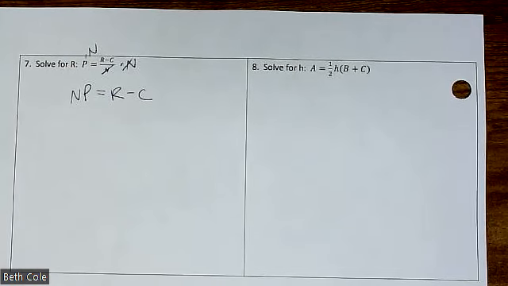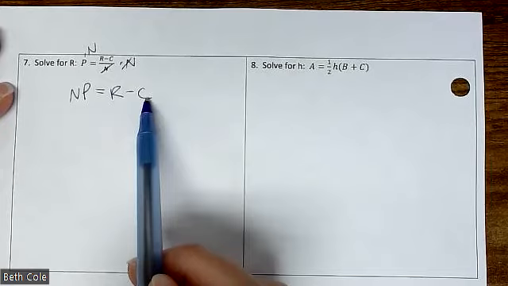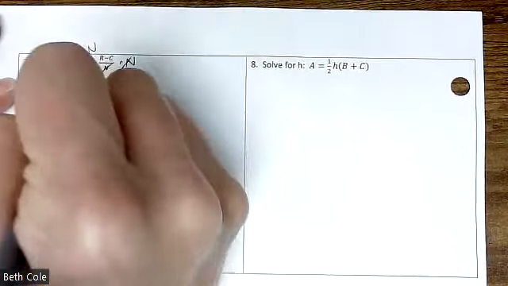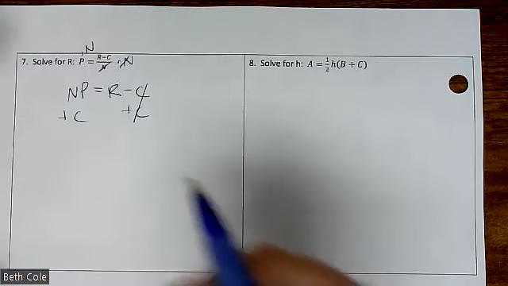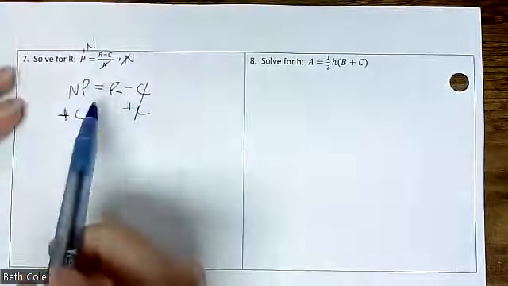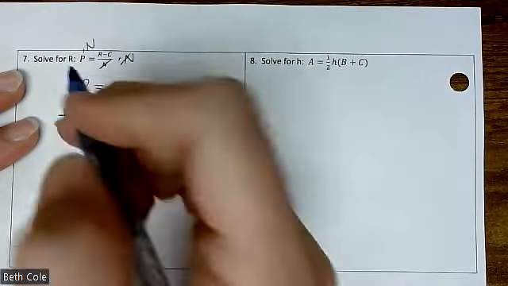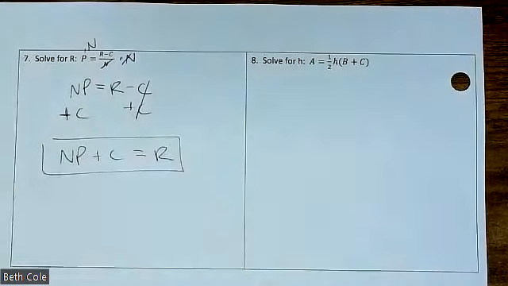All right, now focus. Which letter are you trying to get by itself? R. So leave R where it is. What would you do to both sides? Plus C. It is math. It is algebra. Moving stuff across the equal sign is algebra. I mean, that's what you're practicing. And remember to do nothing. What will I write this as? What have we got over here? Yeah, NP plus C equals R. When the letter that it says to solve for is by itself, that's when you're done.